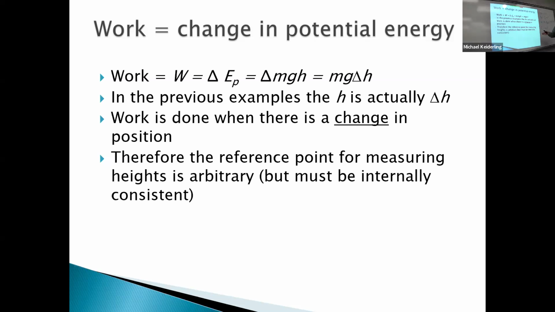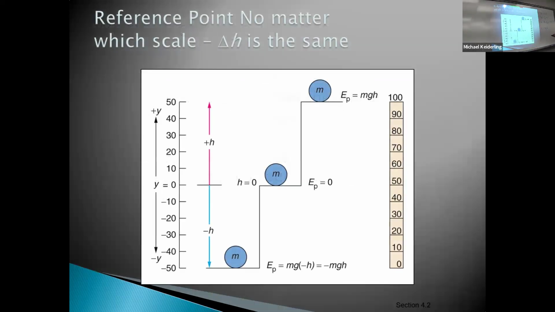And so the reference point for measuring heights is arbitrary. You're actually only interested in the change in height for a problem. So it doesn't matter if you went up from 1 meter to 2 meters or from 0 meters to 1 meter. It's still the same change in height, so you'll have the same change in potential energy. So here, for example, you could be going from negative 50 to 50 or from 0 to 100, but it's the same change in height. Distance is 100. So no matter which scale you use, the change in height will be the same.